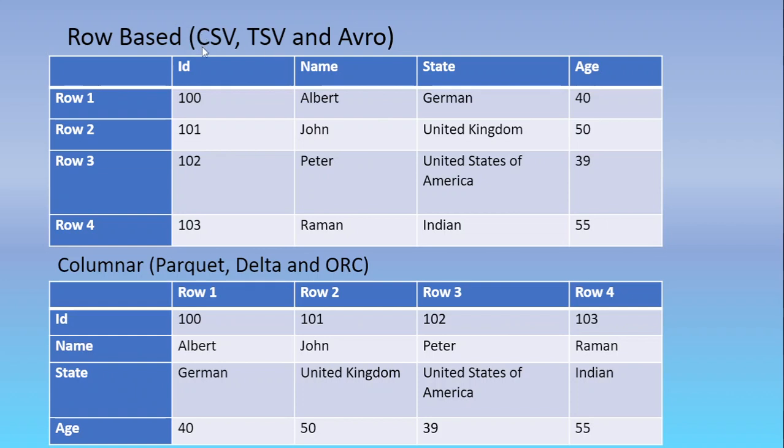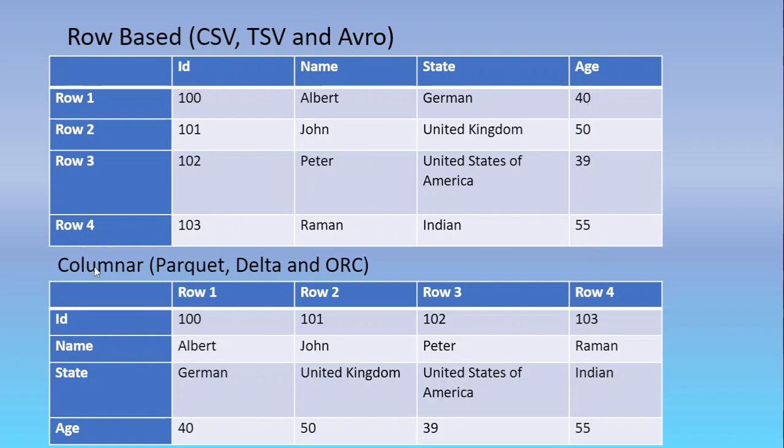If you talk about CSV, TSV, these are nothing but comma separated values and tab separated values. And there is one more, the Avro file also. These all are row based files. Row based means, I'll just give you an example. Suppose you take a table, you have rows and you have columns here: ID, name, state and age. Suppose we have four students here or four employees here or four scientists here with their age.